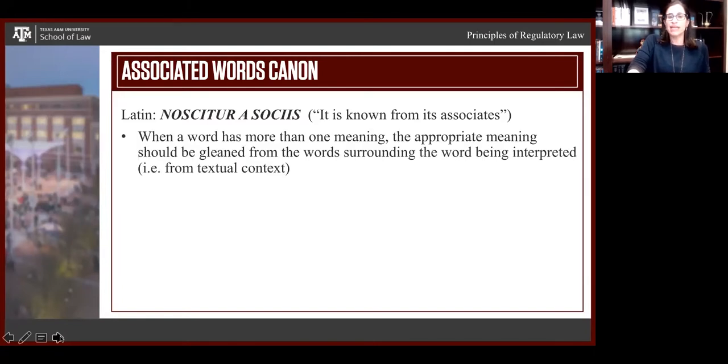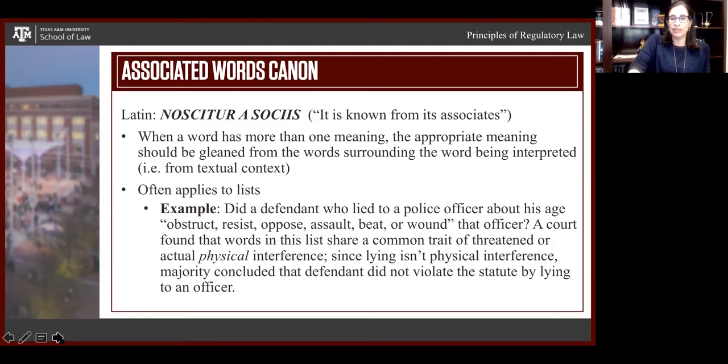What this means is that when a word has more than one meaning, you should look at the surrounding words, so the context, to figure out how to interpret that word. This commonly comes up in lists.